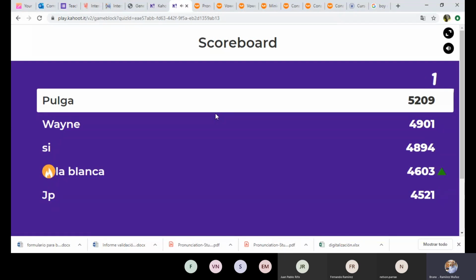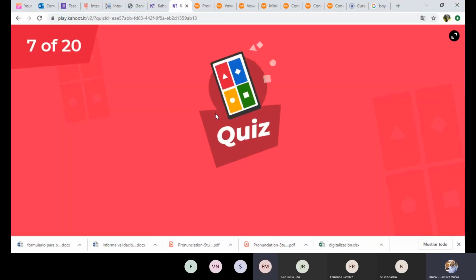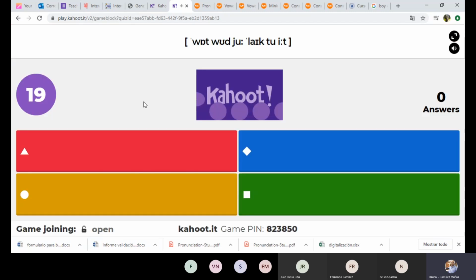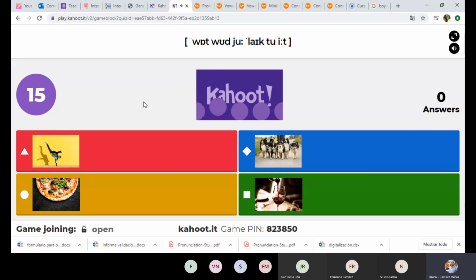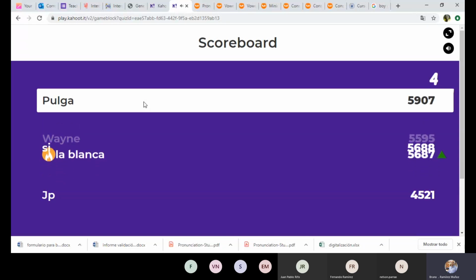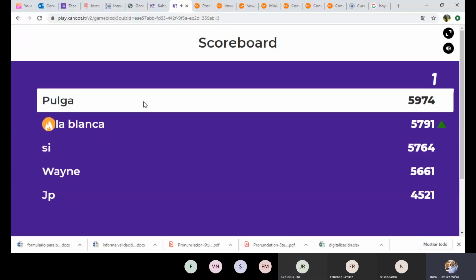All right. La Blanca is on fire. La Pulga is old. Read this. Give me the color. Yellow. Get it. It's difficult. Good. Everyone got correct. La Blanca is on fire.